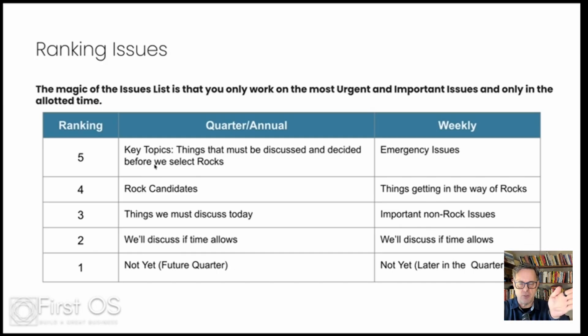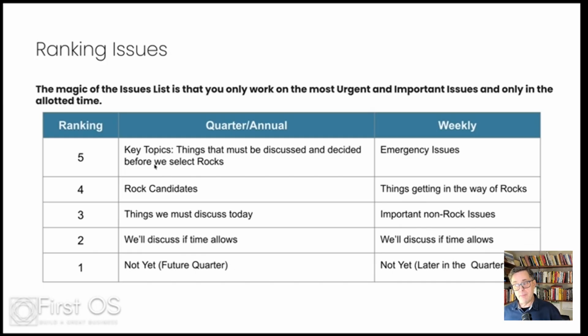We're going to go this way or this way, and we're going to have different rocks one way or the other. That's a reason to make it a key topic. We have to sort this out, come to some alignment before we know which things to go work on this quarter. So that would be a key topic, and we'd make it a 5.